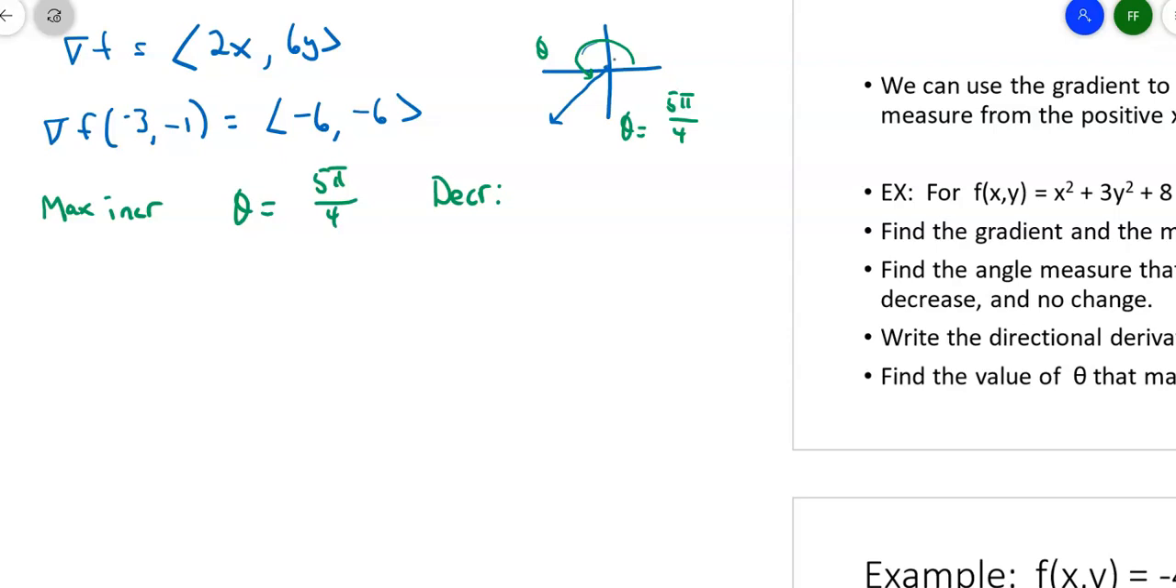Which is the one that goes up to the right? Well, that's pi over 4. So maximum decrease will be pi over 4.